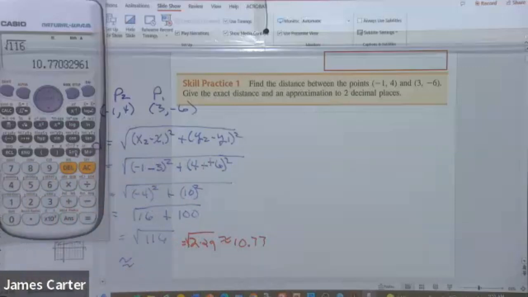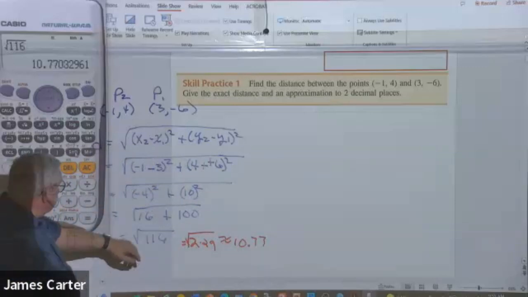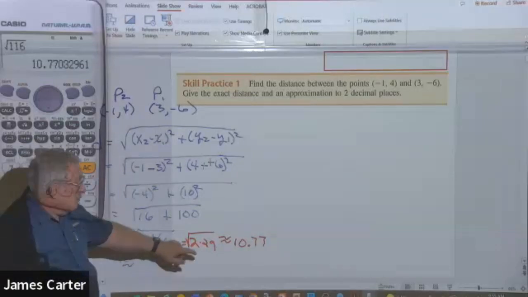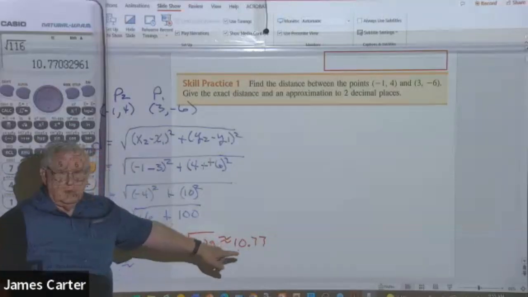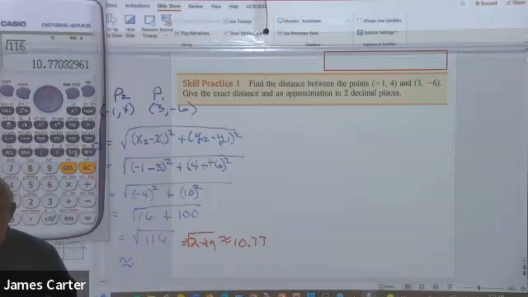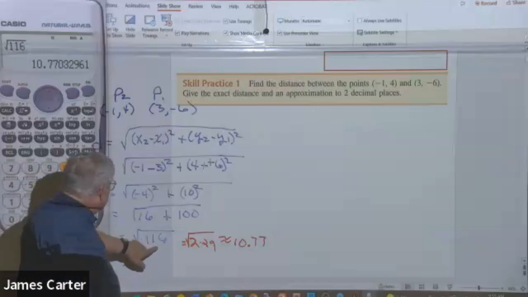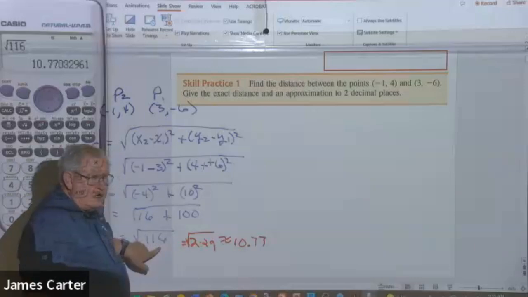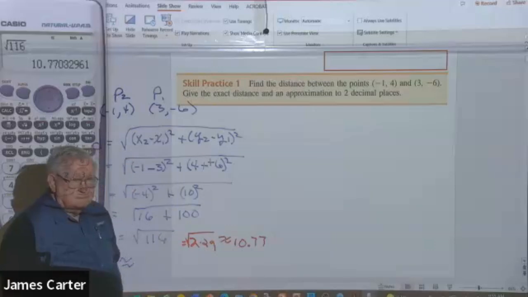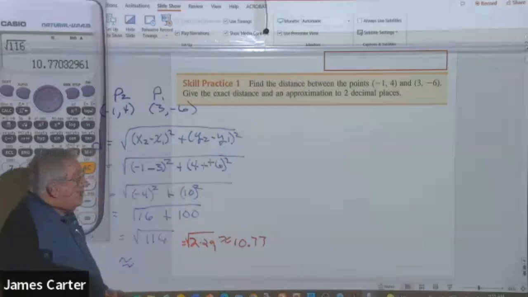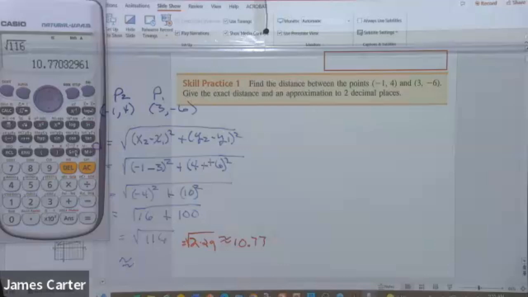Okay, let's think about this. Perfect squares. 100 is a perfect square, it would give you 10. 11 squared is 121. That's one of those numbers you were supposed to kind of get to know. So the answer of this is somewhere between 10 squared and 11 squared. Hence that. Okay, any questions on this one? Anyone not ready for me to erase?